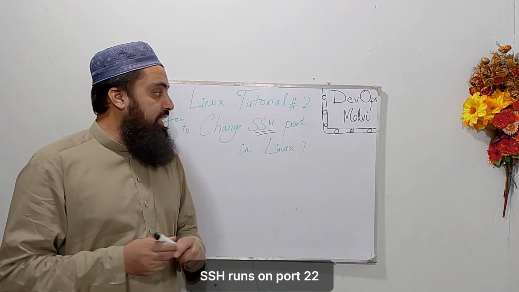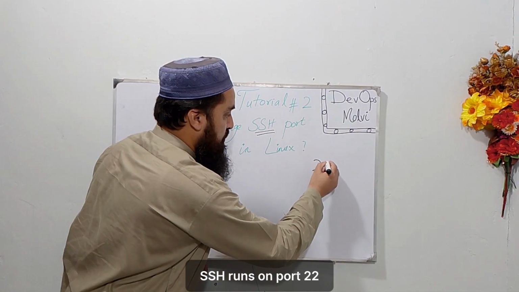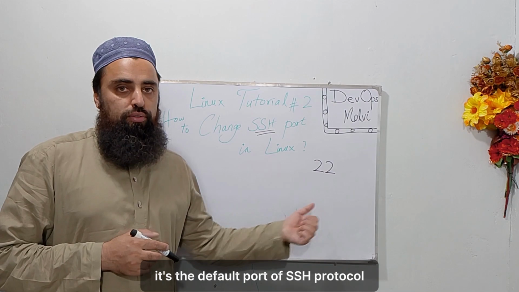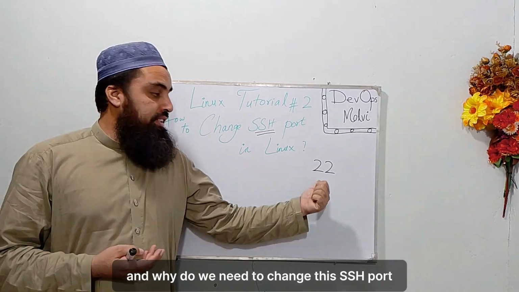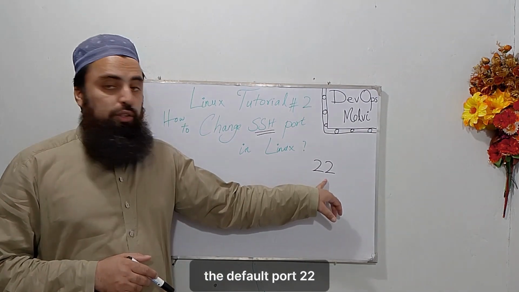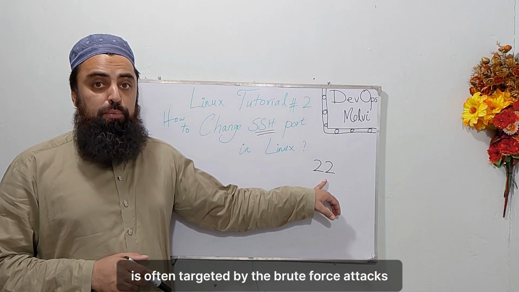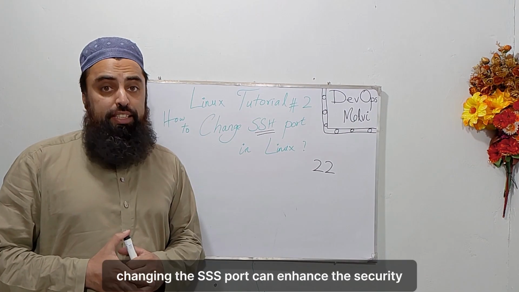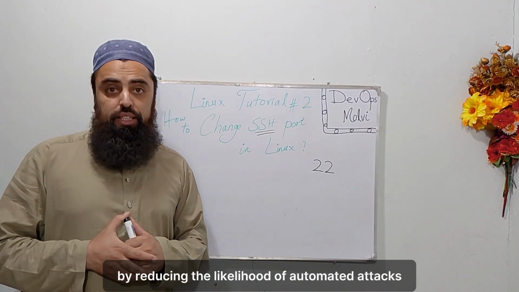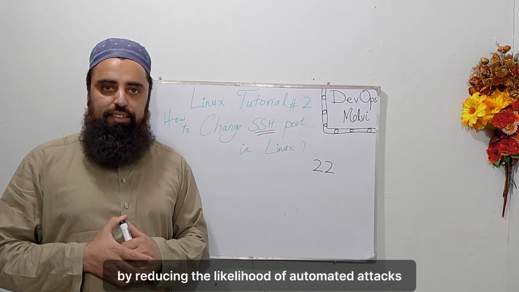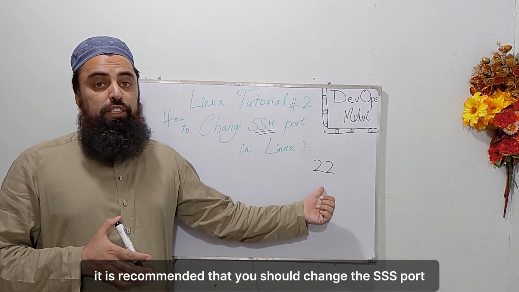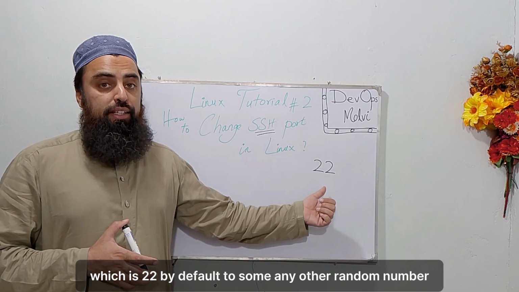By default, SSH runs on port 22. It's the default port of the SSH protocol. And why do we need to change this SSH port to any other random port number? The default port 22 is often targeted by brute force attacks. Therefore, changing the SSH port can enhance security by reducing the likelihood of automated attacks. Therefore, it is recommended that you change the SSH port, which is 22 by default, to any other random number.